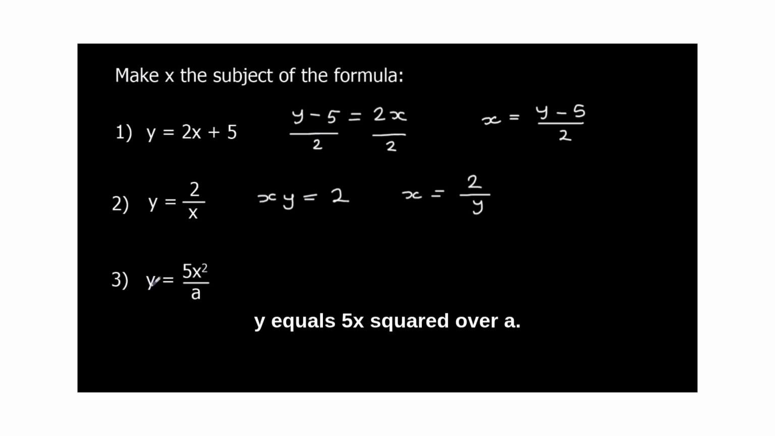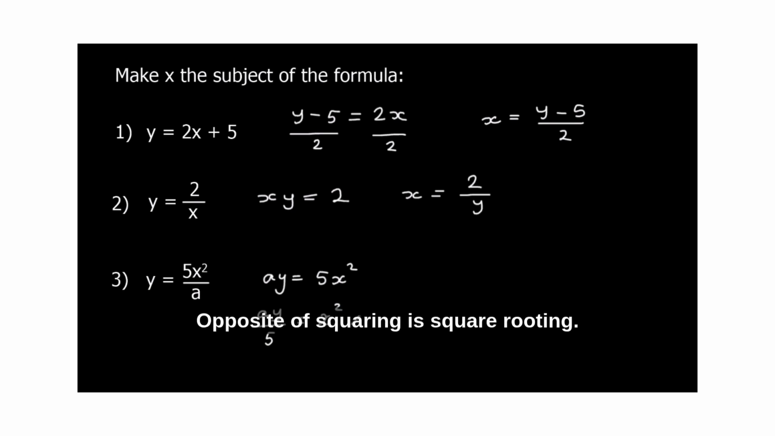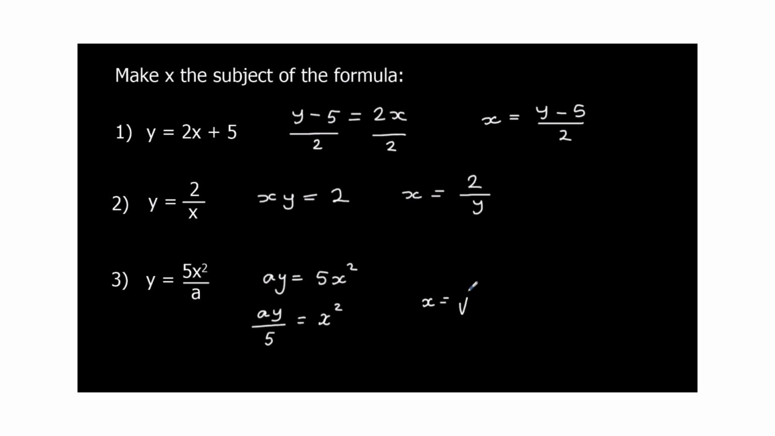And finally, y equals 5x squared over a. To get rid of the divide by a, I times both sides by a. So ay equals 5x squared. I've got 5 times x squared. So to get rid of a times by 5, I divide both sides by 5. So ay over 5 equals x squared. Now I need to get rid of the squared. Opposite of squaring is square rooting. So I square root both sides. So x equals the square root of ay over 5.